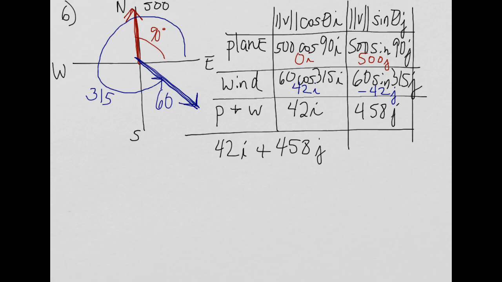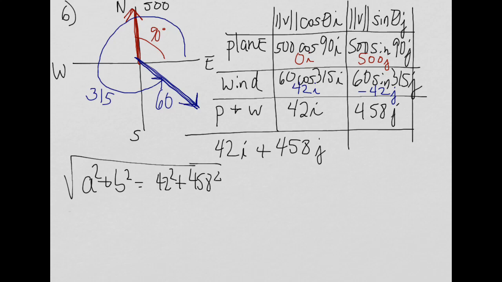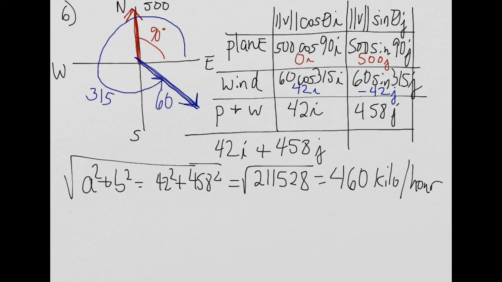Okay, now I need to actually figure out what is the resultant speed of this after the wind hits the plane. So I need to do magnitude. So the magnitude formula again is a squared plus b squared. Plugging in those numbers, 42 squared plus 458 squared. Okay, so when you do that all in the calculator, I rounded it, I get 460 kilometers per hour.